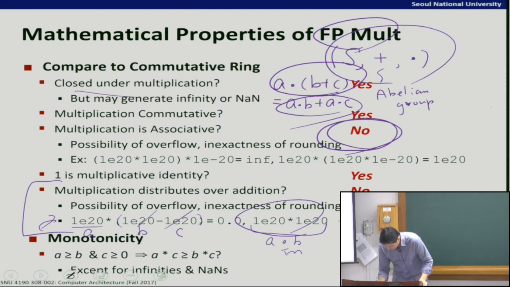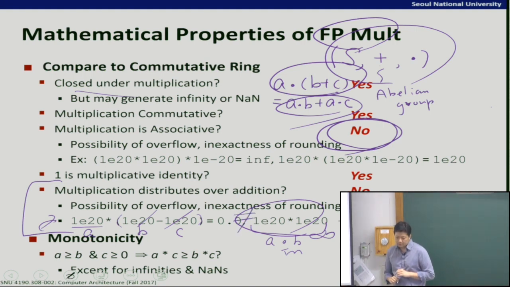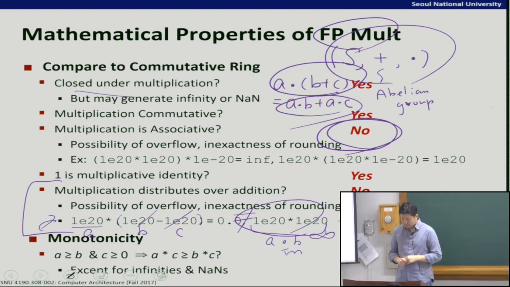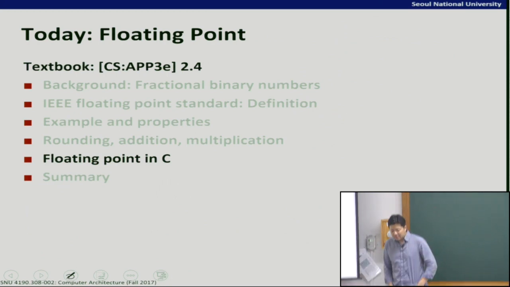Okay, by the way, this one is not really infinity, but this was infinity, this was infinity. So infinity minus infinity is not a number. We don't know what's the value. So this is not a number. So these two are not the same. So this concludes that this set is not a commutative ring. And the monotonicity rule also holds, except for infinities and NaNs. Okay. So let's cover the last part.